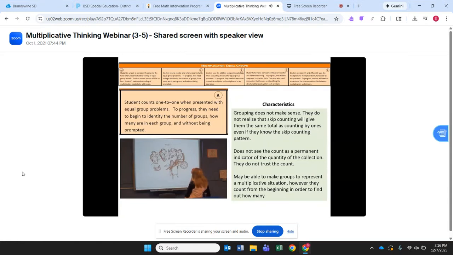And remember, she can skip count by 5s, because we tested her earlier and she proved she could skip count by 5s, which many kids could. But she has a perfect situation to apply that, and she's not.